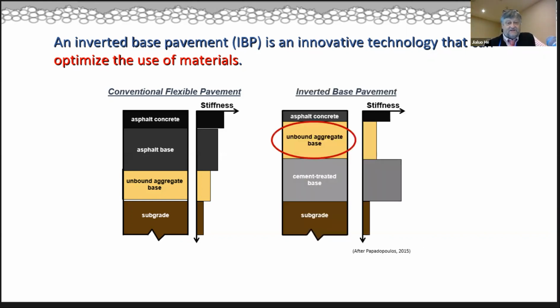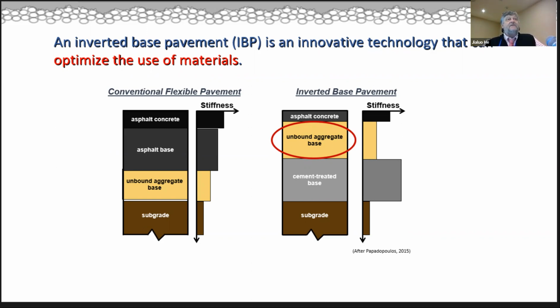However, an alternative technology that's been out there is what is called inverted base pavements. And you go from a sub-base, there is a cement-treated base, then there's the unbound aggregate base, and then there is the asphalt concrete. And you will notice that now looking at the profile of stiffness, the stiffness is not one that increases from bottom to top, but rather there's a very stiff cement-treated base, second from the bottom of the typical cross-section.